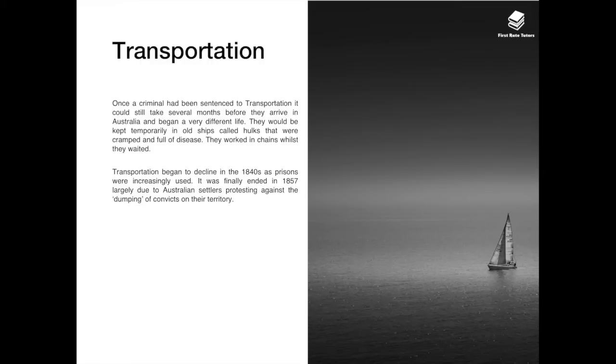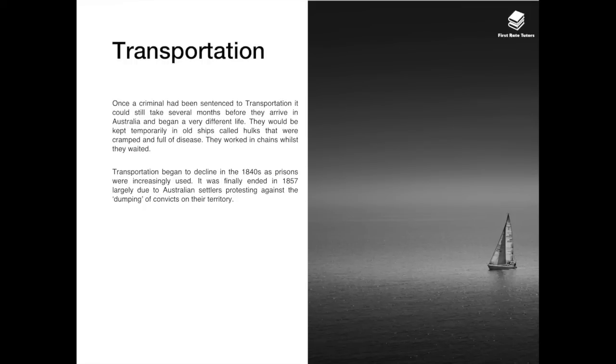Once a criminal had been sentenced to transportation, it could still take several months before they arrived in Australia and began a very different life. They would be kept temporarily in old ships called hulks that were cramped and full of diseases. They worked in chains whilst they waited.